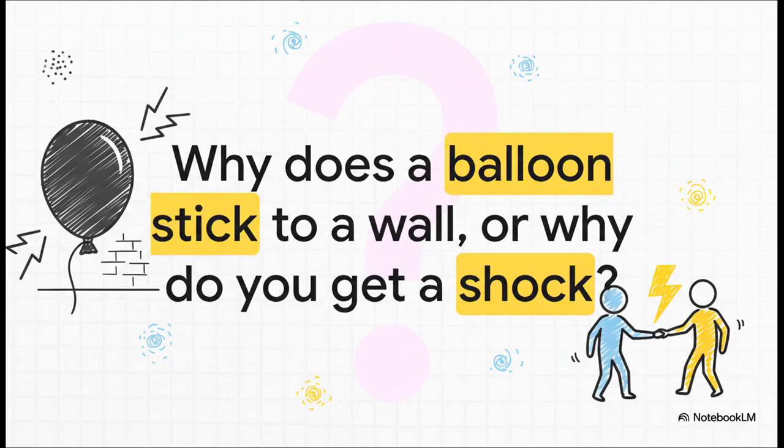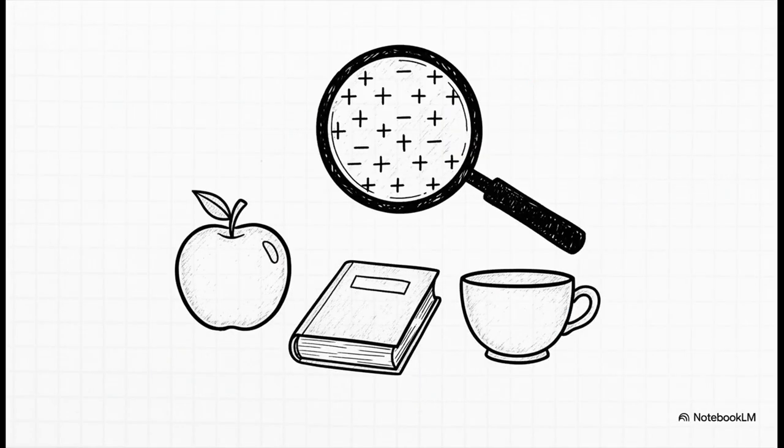That little zap you get when you touch a doorknob, or how a balloon can just stick to a wall after you rub it on your head. It feels like some kind of magic trick, but it's pure, unadulterated physics, and we're going to decode it. So, what's the secret? Well, it turns out the answer is a property that's just as fundamental to an object as its mass or its color.